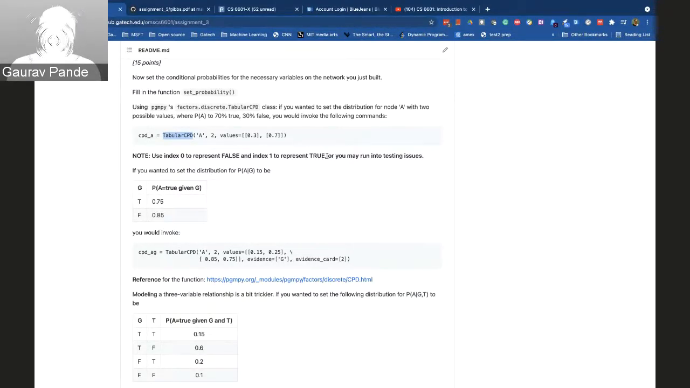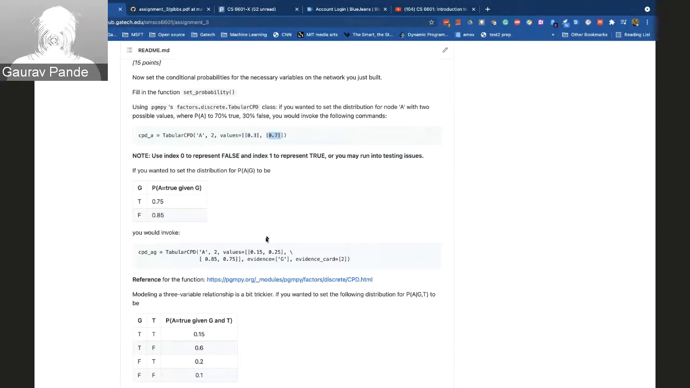So make sure when you are returning values. I know it could be a little inconvenient while implementing, because when you draw on paper, you always have true first and then false in your mind. But when you are implementing here, this first 0.3 means false. The probability that A will be false is 0.3, and the probability that A will be true is 0.7.